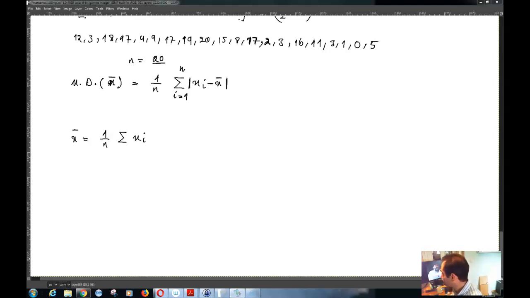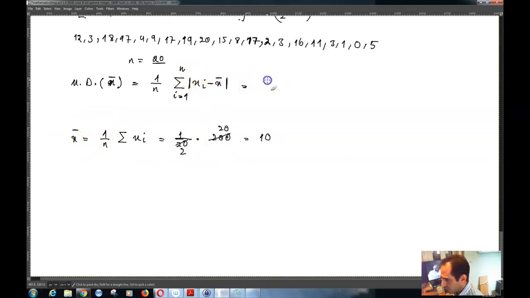So that's 200. 200 divided by 20 is equal to 1 divided by n, which is 1 divided by 20 times 200. So divide by 10, you will get a 2, and 20 divided by 2 is equal to 10. That means that your x bar is equal to 10.